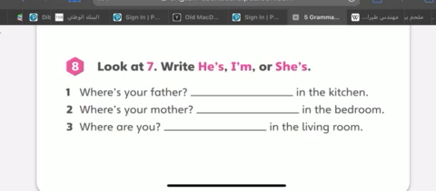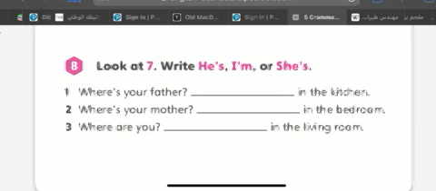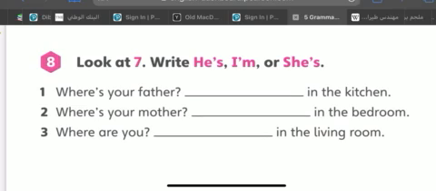Question number one. Yalla, follow me, please. Tell mom, I need your help, mom. Number one. Where is your father? Where is your father? Now, dad is a man. He is a man. And for a man we say he. Right? So here we have he's.